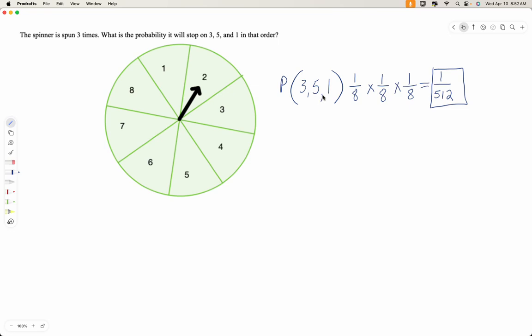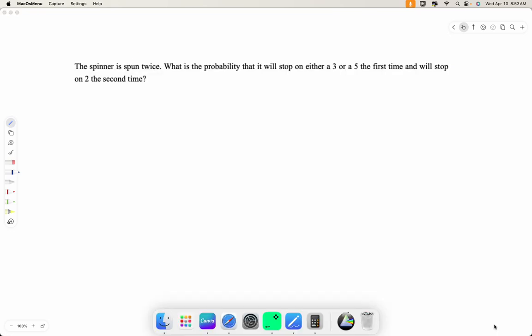You see where we're going? That's how you do it. Each one of these is an independent event, and in order to string them together, we multiply. In order to have them in that specific order, you multiply them against each other. All right, let's look at the next one.